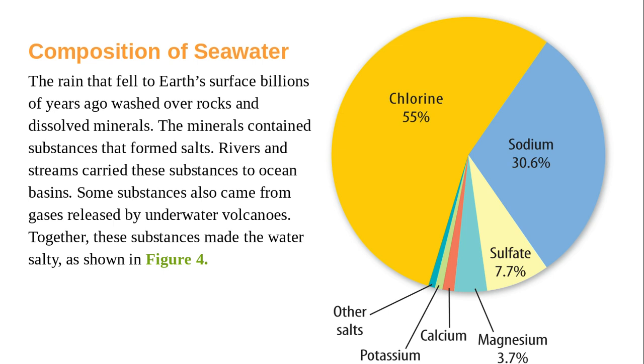First of all, the biggest two salts that we see are chlorine and sodium. And that's because of NaCl, so sodium is Na and chlorine is Cl. These two bond together and they actually make what we know of as table salt.